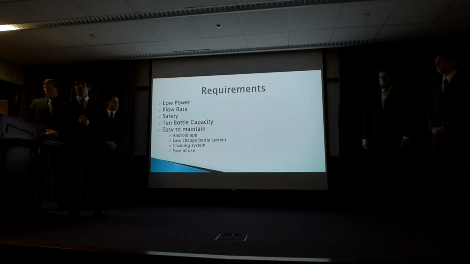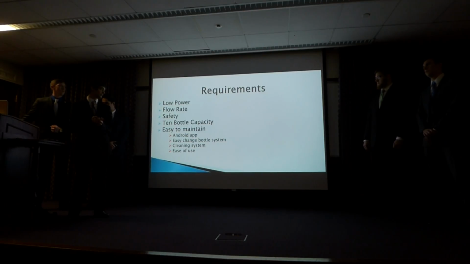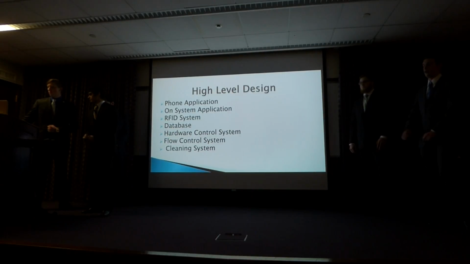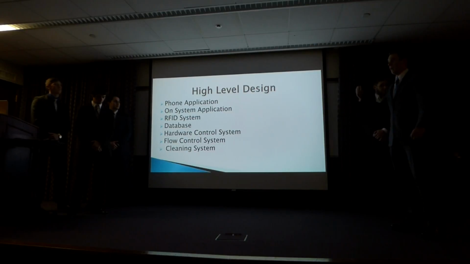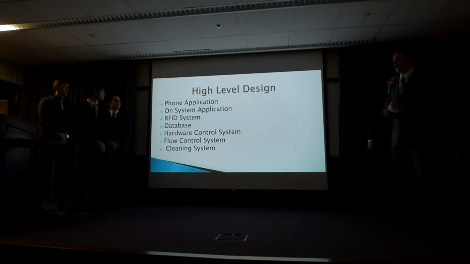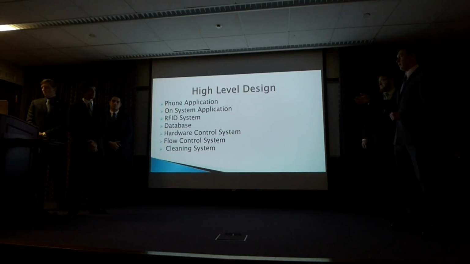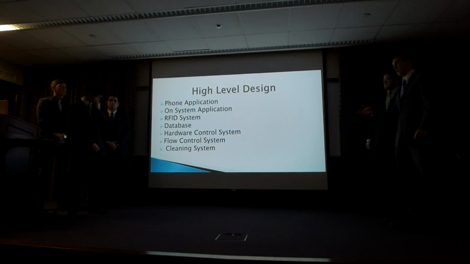It will have an Android maintenance app. It will have a cleaning system. It will have an easy to change bottle system, and also it will be easy to use from the user interface. So just an overview of all the different components of our system. As was said before, we have our mobile application, then we have our on-system application running on our embedded controller. We have our RFID system, we have our databases for all the storage of our information, then we have our hardware control system and flow control system working together, and lastly our cleaning system.